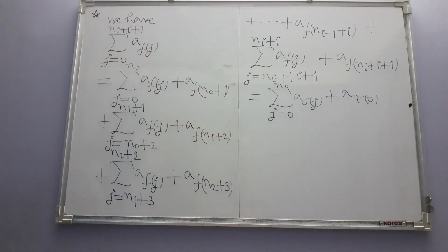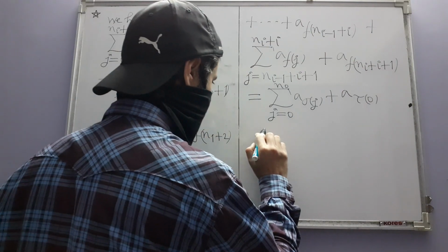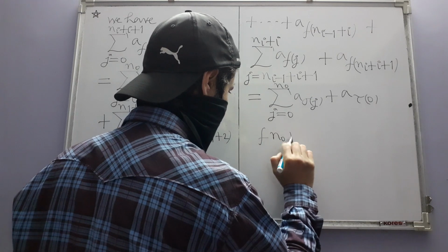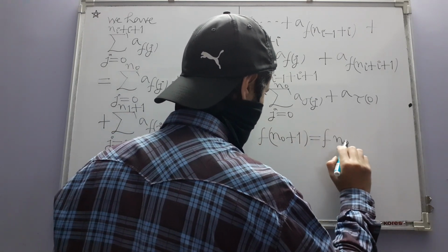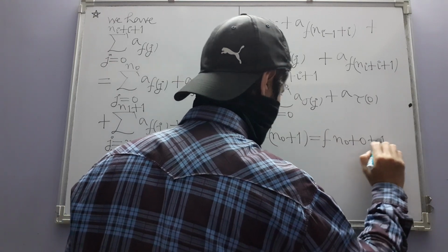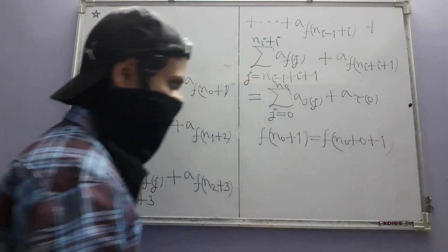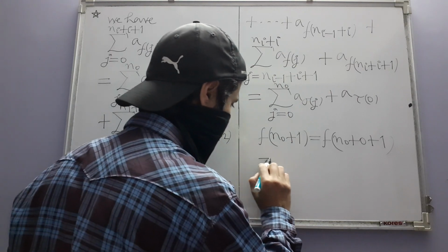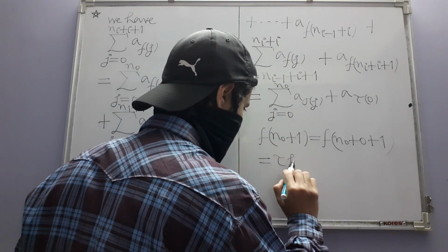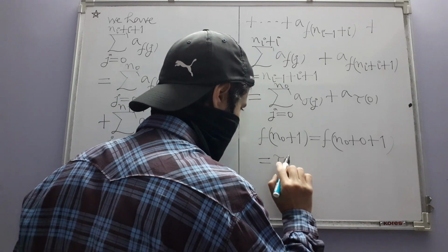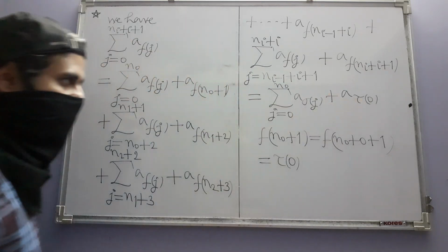Is it really? If so, how? You see, f(n_0 + 1) is equal to f(n_0 + 0 + 1). n_k + k + 1. We have defined f to be, for that kind of input, just tau of k, but in this case k is 0, so tau of 0. So that's why that.